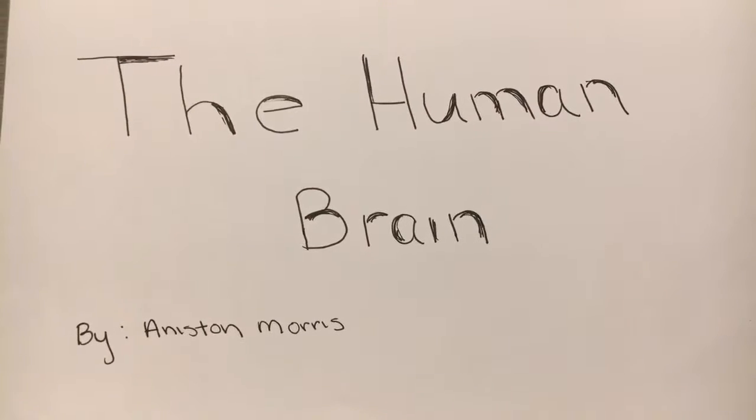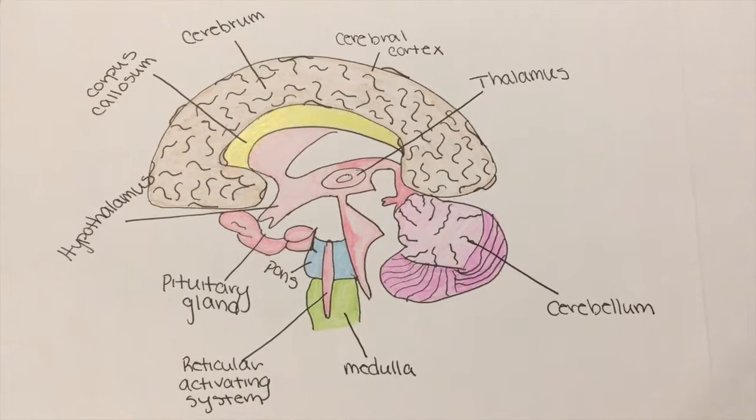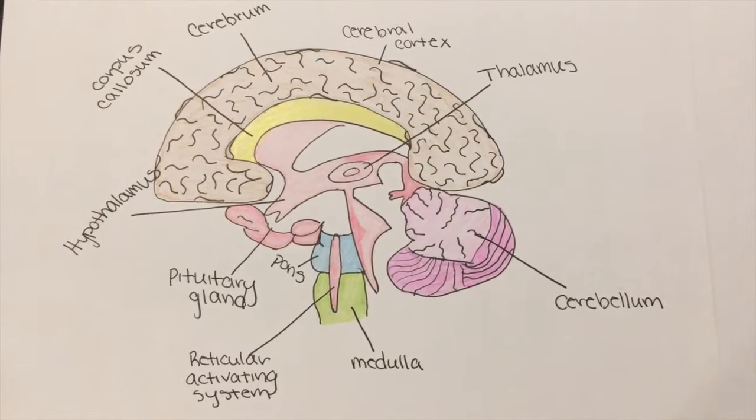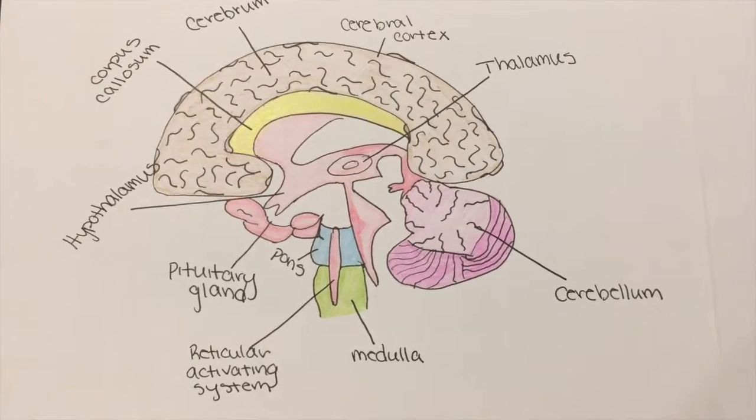The Human Brain by Aniston Morris. This is a diagram of the brain. There is the cerebrum, the cerebral cortex, the thalamus, the hypothalamus, the corpus callosum, the pituitary gland, the reticular activating system, the pons, the medulla, and the cerebellum.